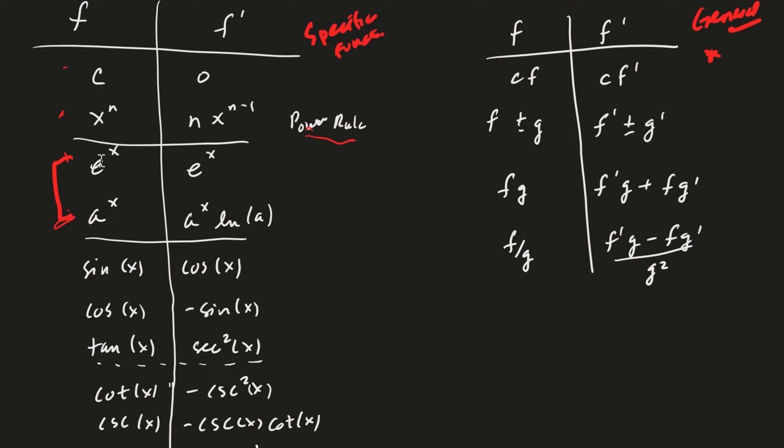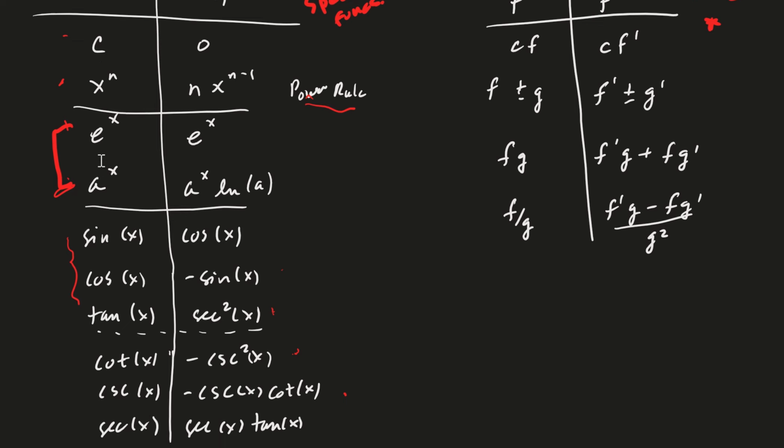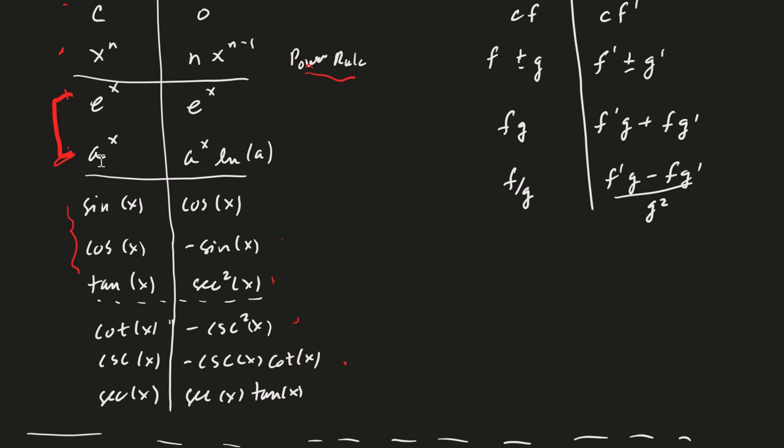Down here we have our three main trig functions: sine, cosine, and tangent. And I hope we have those memorized now. Derivative of sine is cosine. Derivative of cosine is minus the sine. So remember, the derivative of the co-functions have a negative sign in front. Derivative of tangent is secant squared. Derivative of cotangent is minus cosecant squared. And then derivative of cosecant is minus cosecant cotangent. And derivative of secant is secant tangent. Okay.